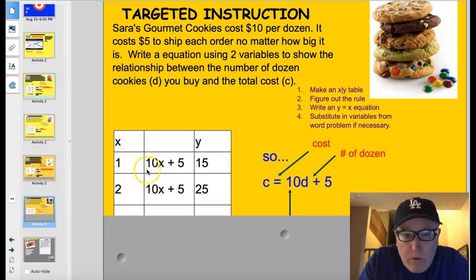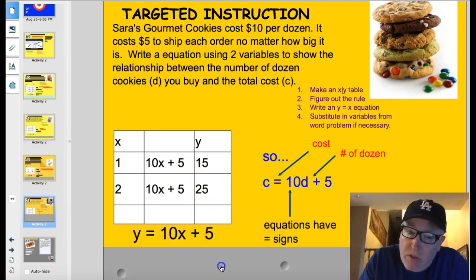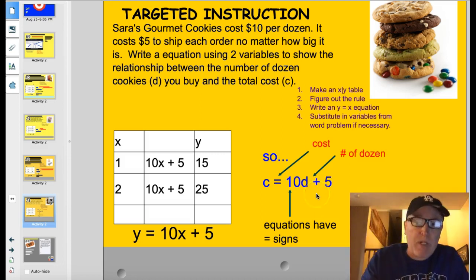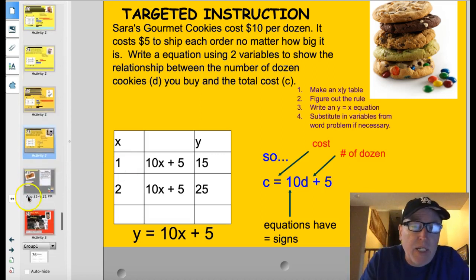Well, 1 dozen would be $10 for the dozen, plus that 5 would be 15. If you did 2 dozen, it would be $10 times the 2 dozen would be 20, plus that 5 would be 25. So again, I didn't need to put a third one down. I could already see what's happening here. The y is equal to $10 times the number of dozen plus 5. Let's just substitute in your variables. The cost is equal to $10 times the number of dozen plus 5. It's right there. When you go through them step by step like this, they are pretty doggone easy.